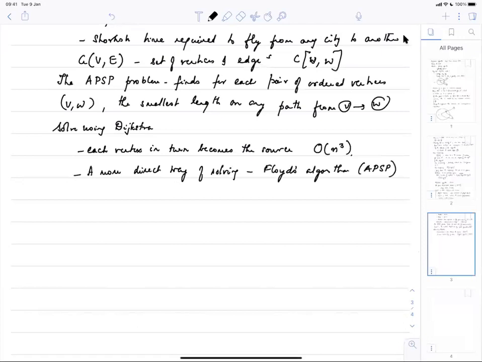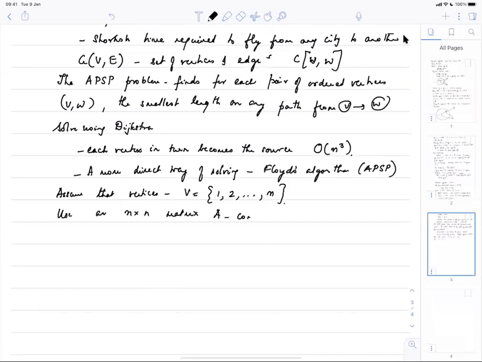The way it works is this: we assume that vertices are numbered. We map them to numbers. The labels of the vertices are mapped to numbers, so V is equal to 1, 2, up to n. And then we use an n by n matrix A, which computes the length of shortest paths.